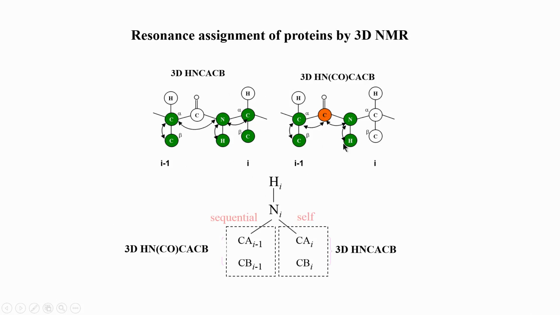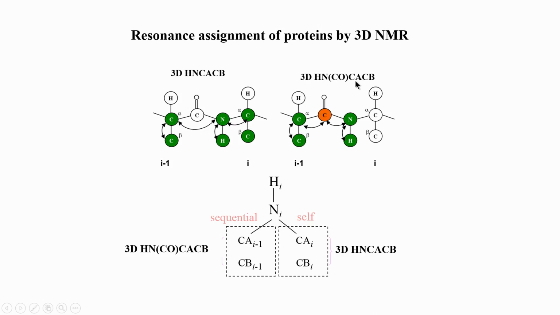We have seen here in HNCACB, the amide pair, the nitrogen proton pair, correlates, means connects, to C alpha and C beta of I minus 1 and C alpha and C beta of I. So, you see the extra thing that is happening is C beta, and this information was not present in HNCA. When we were doing HNCA and HNCOCA, we only went up to C alpha, but not to C beta. So, here we are going one step further to C beta.